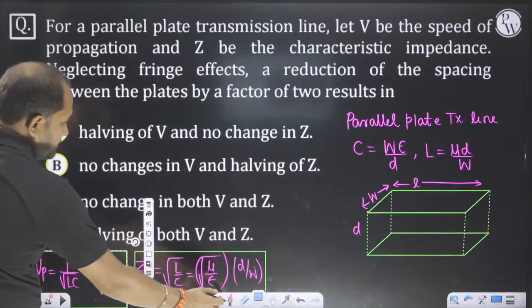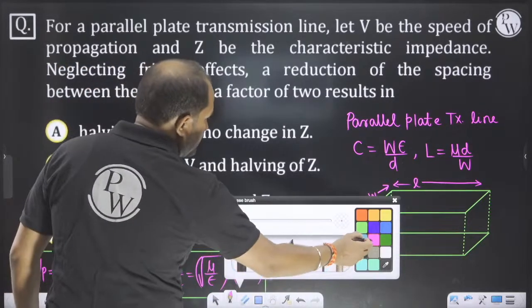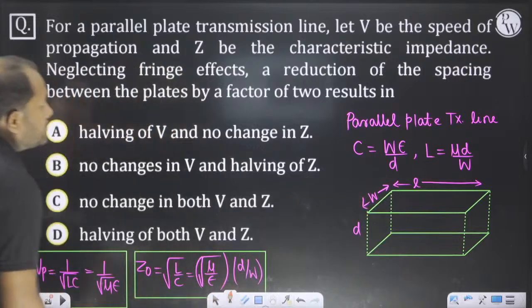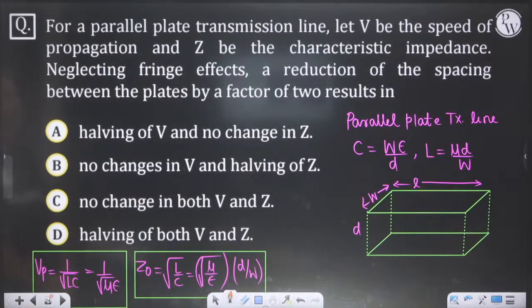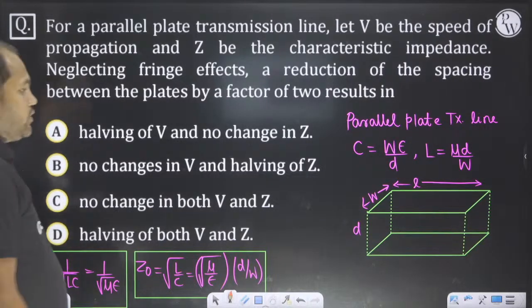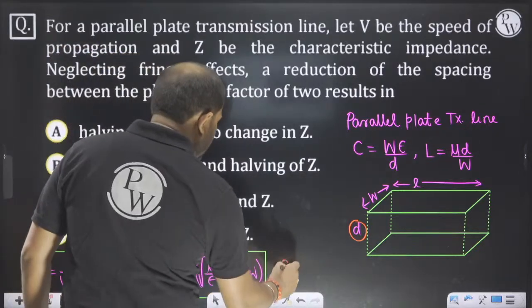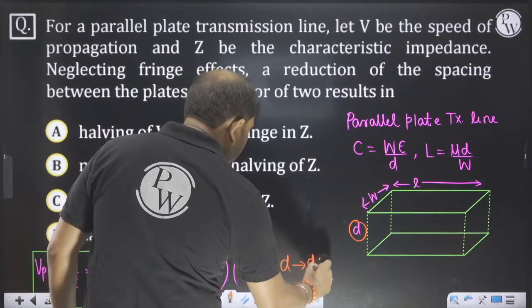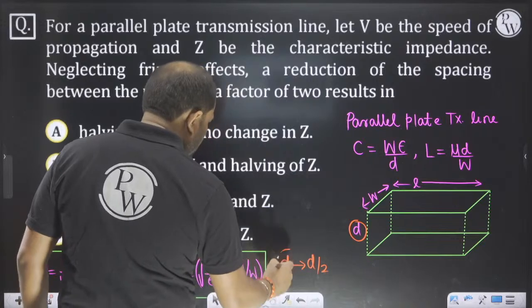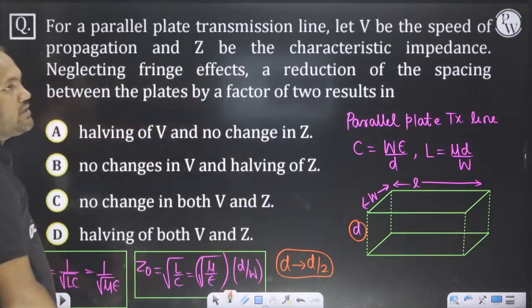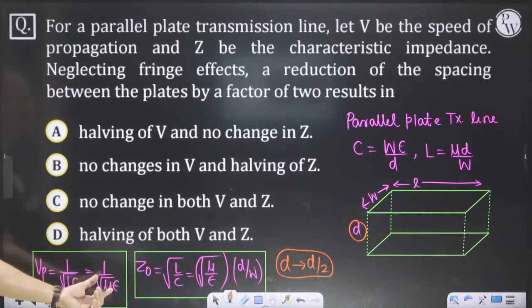Now what is the question at this point? Z is the characteristic impedance. Neglecting fringing effect, the spacing between the plates is reduced by a factor of 2. So the spacing between the plates is decreased to D by 2. There is no change in phase velocity because it does not depend upon D.